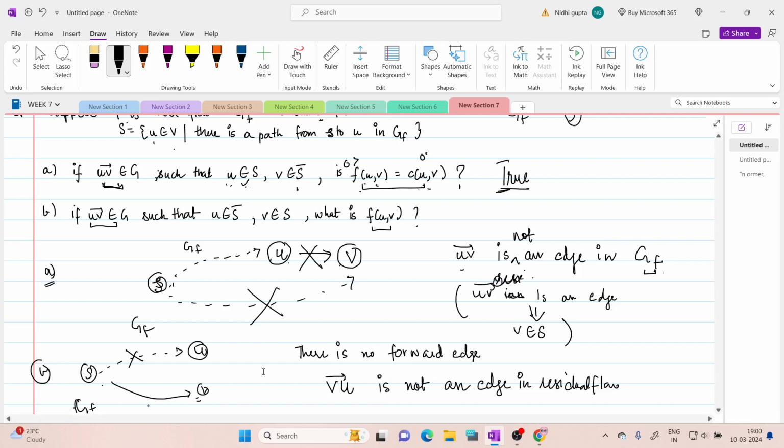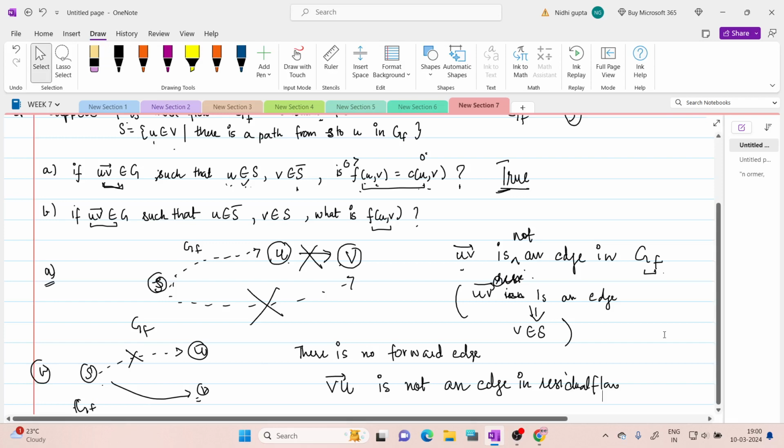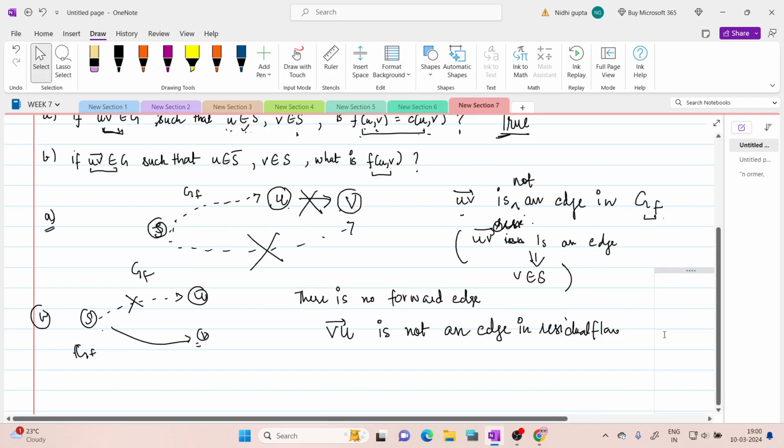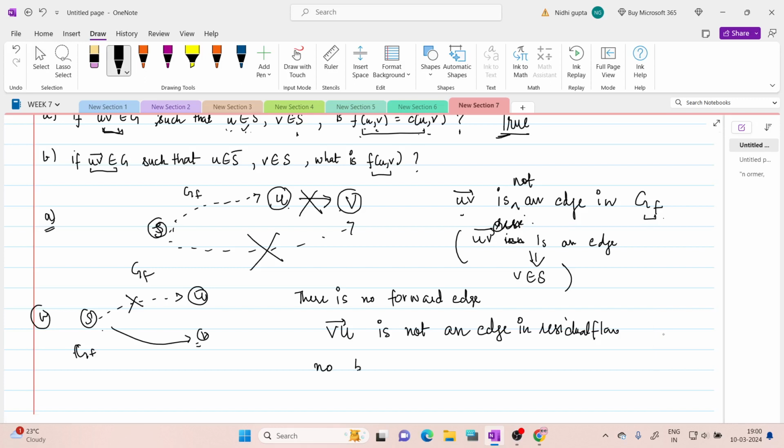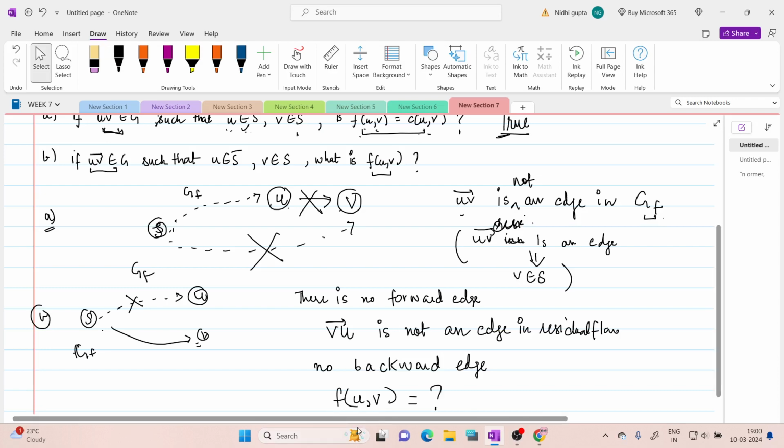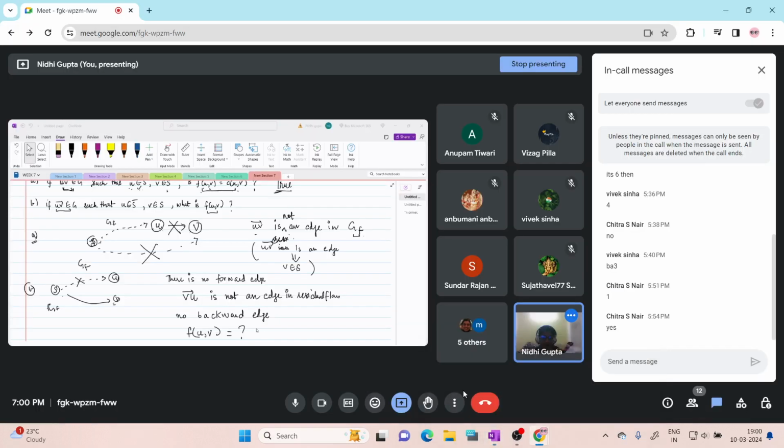And this can happen. So that means we have no backward edge. And if there is no backward edge, what can we say about FUV? What is FUV? There is no backward edge here, meaning the edge from V to U.